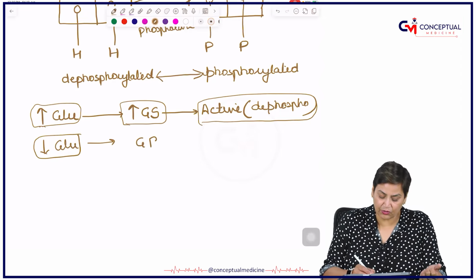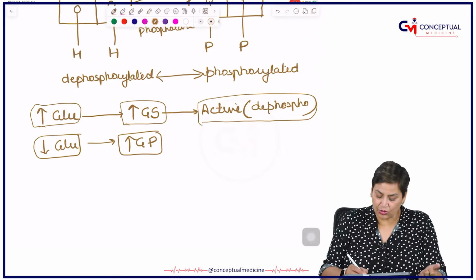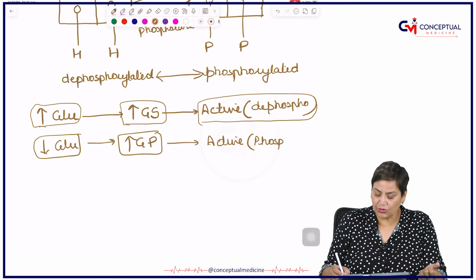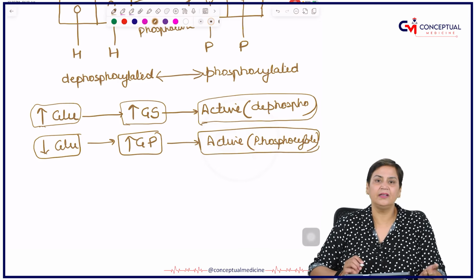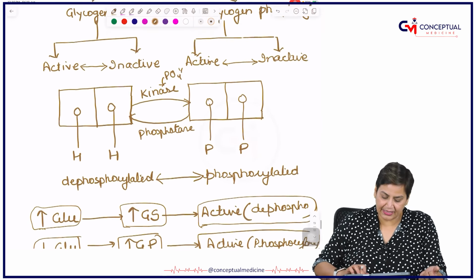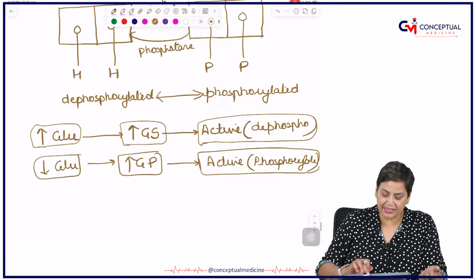So glycogen phosphorylase will be made active. So glycogen phosphorylase active form needs to be phosphorylated. So you can say that there will be a change in the phosphorylation and dephosphorylation status depending upon the activity in the body, right? So this is one example, glycogen phosphorylase and synthase.